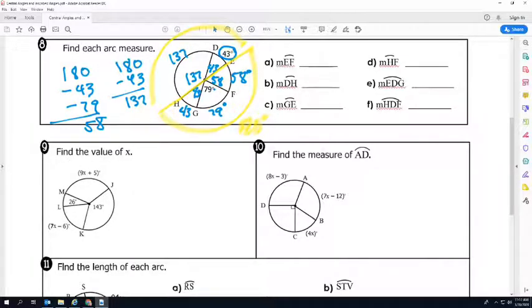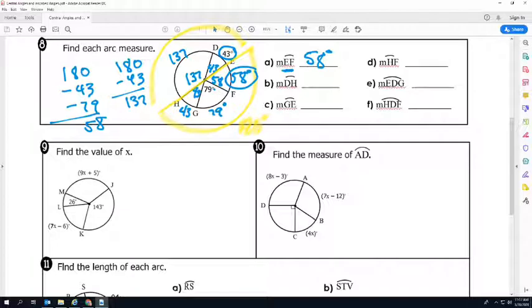Okay, now we're able to answer some questions. Remember that it's really important how we name the arc. On this first one we're asked for arc EF, and because we only use two letters, that's the shortest distance between those two letters. So arc EF is this right here, and my answer is going to be 58 degrees.